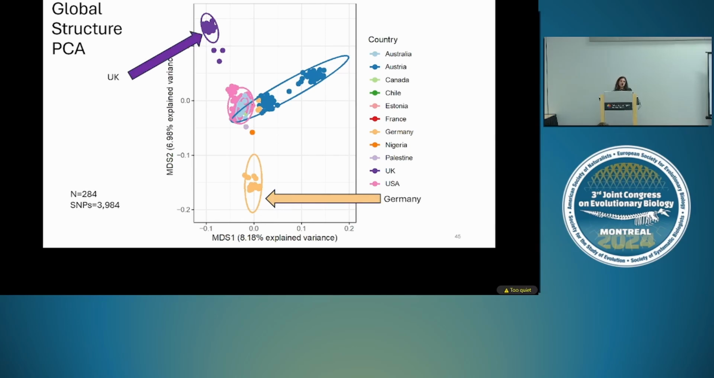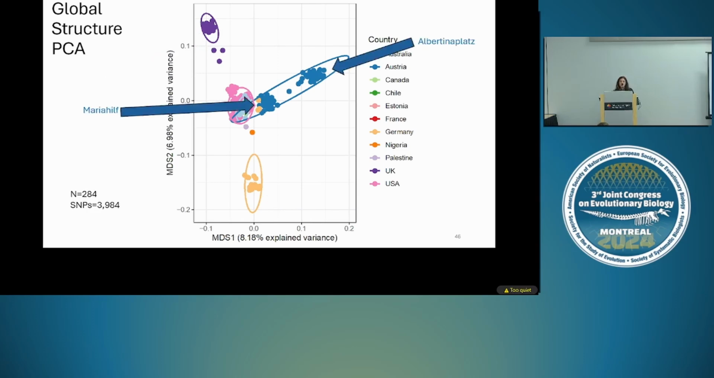But there also appears to be divergence driven by unique locations within countries. So for instance, if we look at Austria in the blue, these two groups from Austria were collected from two different museums. And the museums were only 2.4 kilometers apart, but there is still a large amount of divergence between these samples. So there's a pattern of small-scale population structure, which brings me to my next PCA, which was all Massachusetts samples.